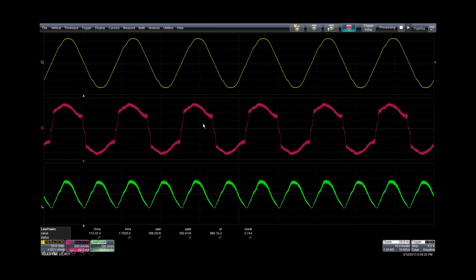So a lot of devices have some power factor correction built in, which adds some cost and complexity to the design, but overall is going to make sure you have a good power factor here.